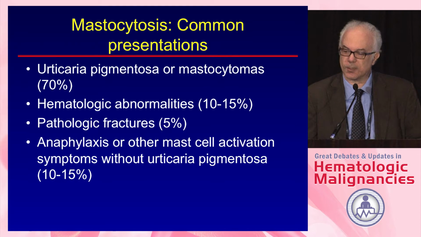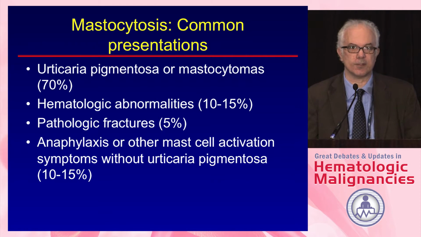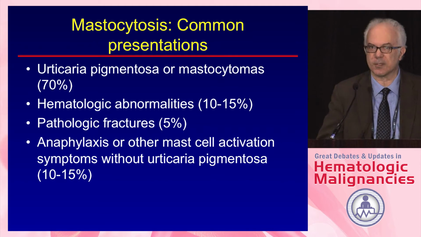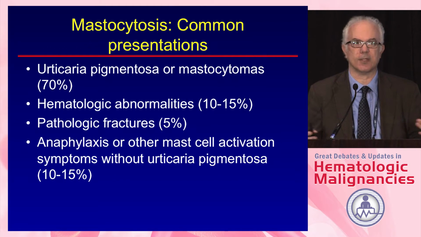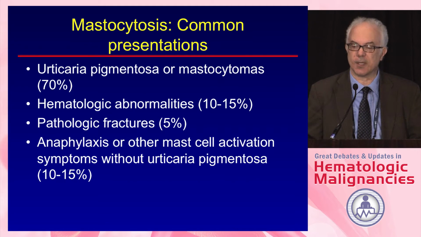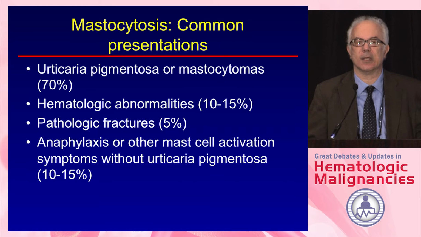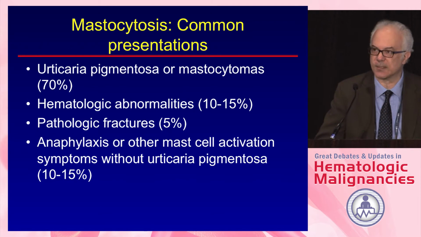I already talked about this. About 10 to 15% of these patients may present with anaphylaxis and no other symptoms. So they have these recurrent events of flushing, low blood pressure, they pass out, and then they go to an allergist. They have all the allergy testing done, but nothing comes up. And then somebody thinks about checking a tryptase level, which is a surrogate marker of mast cells.